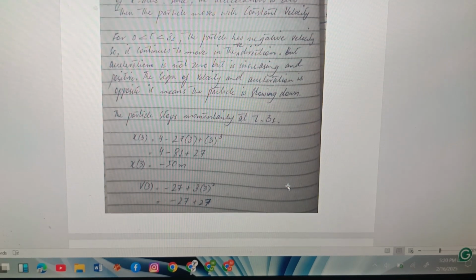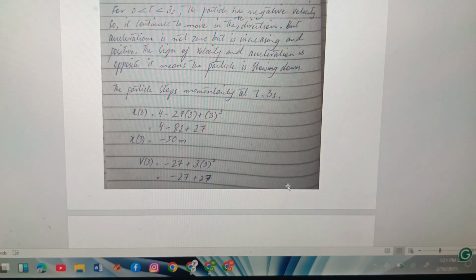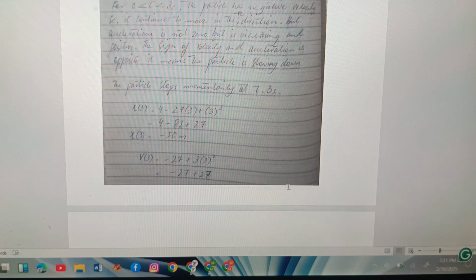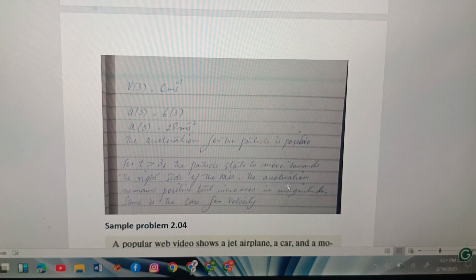Now for t equal to 3 seconds, we need to substitute the value of time, that is 3 seconds, in our position equation. From there we can calculate that x is equal to minus 50 meters. Velocity at this point is 0, and the acceleration with which it moves is 18 meters per second squared. The acceleration in this case is positive.